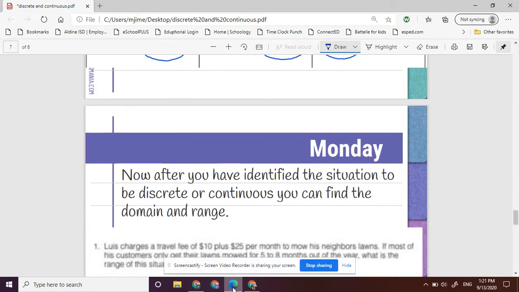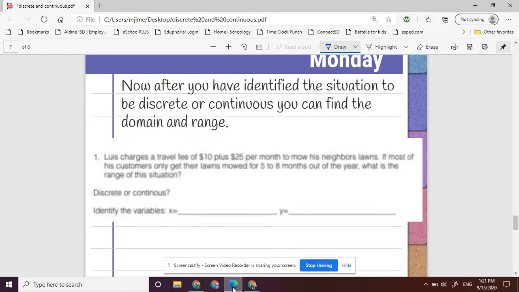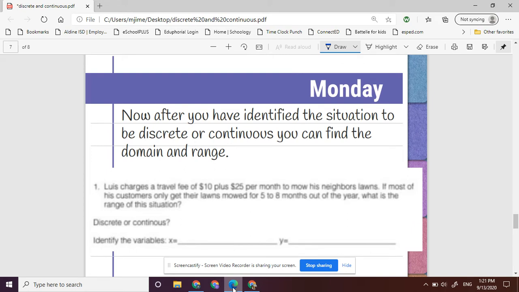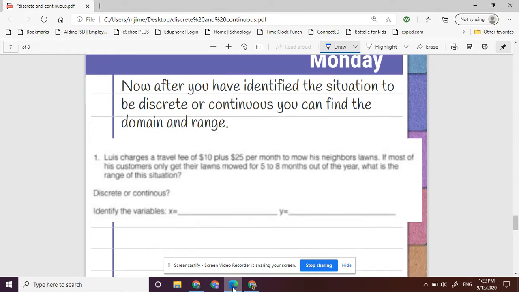Hey, so we're back for the second video. Hopefully you were able to do your assignment for discrete and continuous. All right, so now what we're going to do is identify this. We identified the situation, so now we got to be able to write the domain and the range.